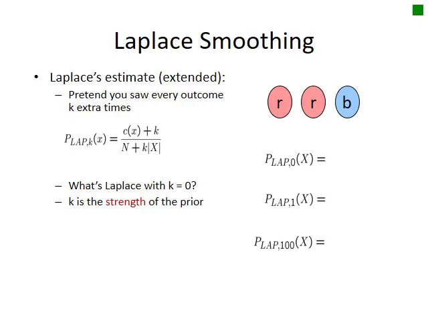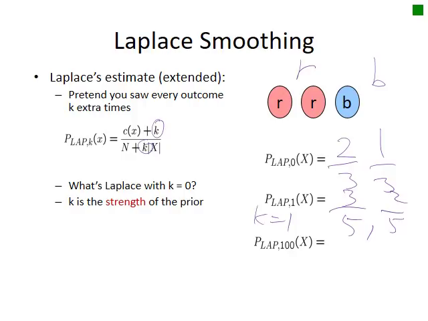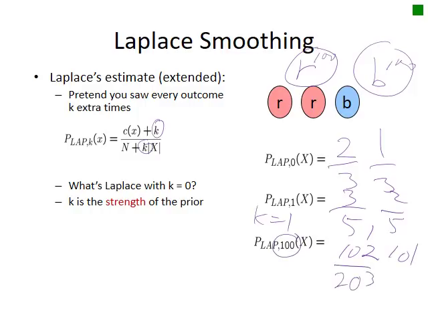And you can generalize it to add k instead of 1. So when k is 0, you do not add anything. So there are 2 red balls and 1 blue ball divided by 3 balls total. When k equals 1, you will add 1 more R and 1 more B. So red will be 3 out of 5 and B will be 2 out of 5. And when it is 100, you are adding 100 red balls and 100 blue balls. So it will be 102 red balls and 101 blue balls divided by 203.